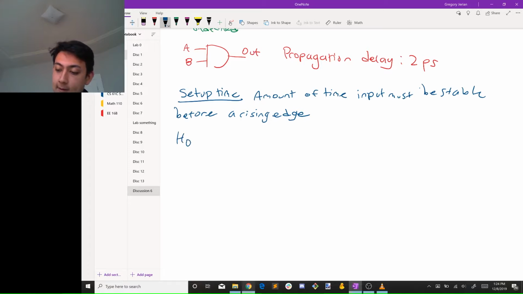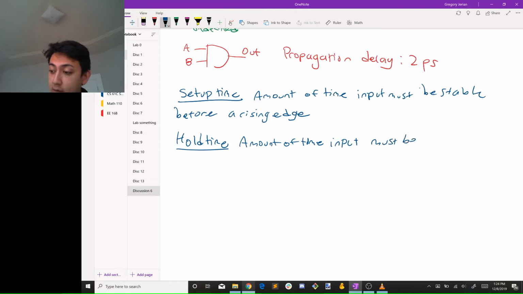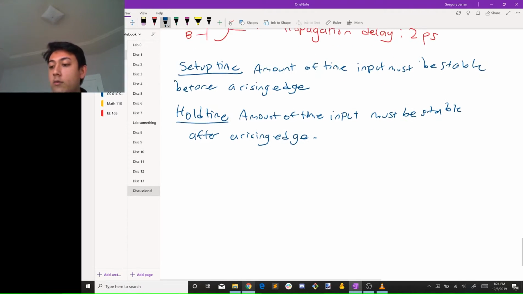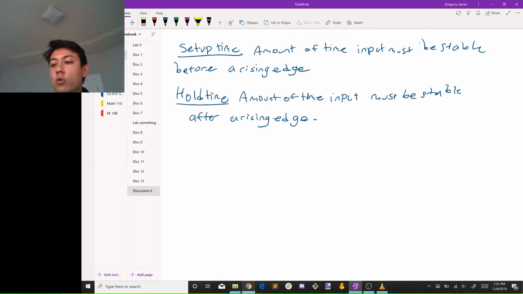Okay. We also have a hold time. The idea of the hold time is the same as the idea of the setup time. It's the amount of time an input must be stable after a rising edge. So the setup time and hold time are both very important, and they're very similar in what they do.